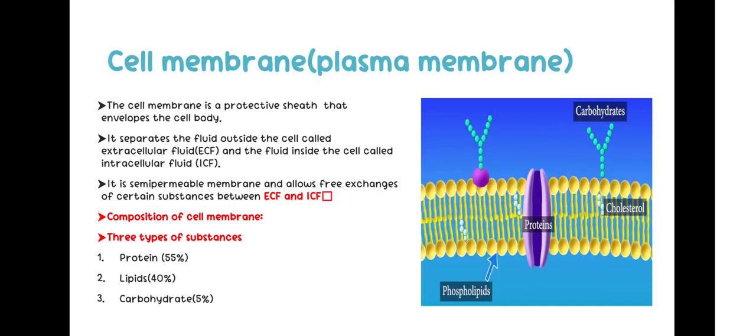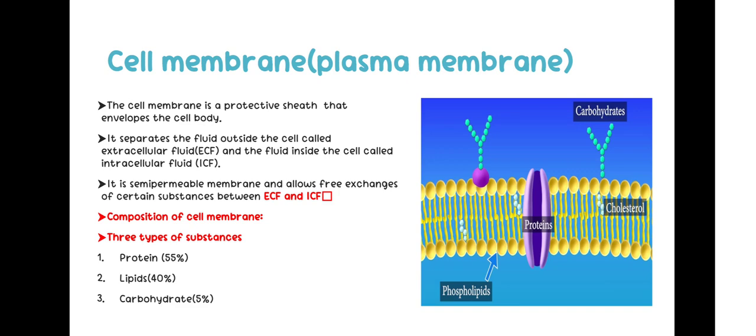Let's see the cell membrane, or the plasma membrane. The cell membrane is a protective sheet that envelops the cell body. Another name for the cell membrane is the plasma membrane, which protects the cell from outer force. It acts as an envelope. It separates the fluid outside the cell, called extracellular fluid, and the fluid inside the cell, called intracellular fluid. That means this membrane separates the ICF and ECF.